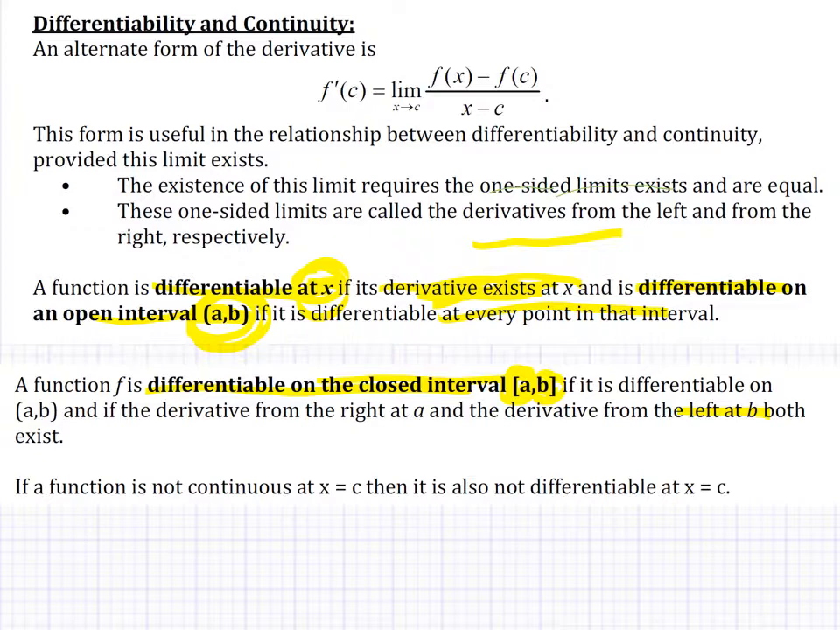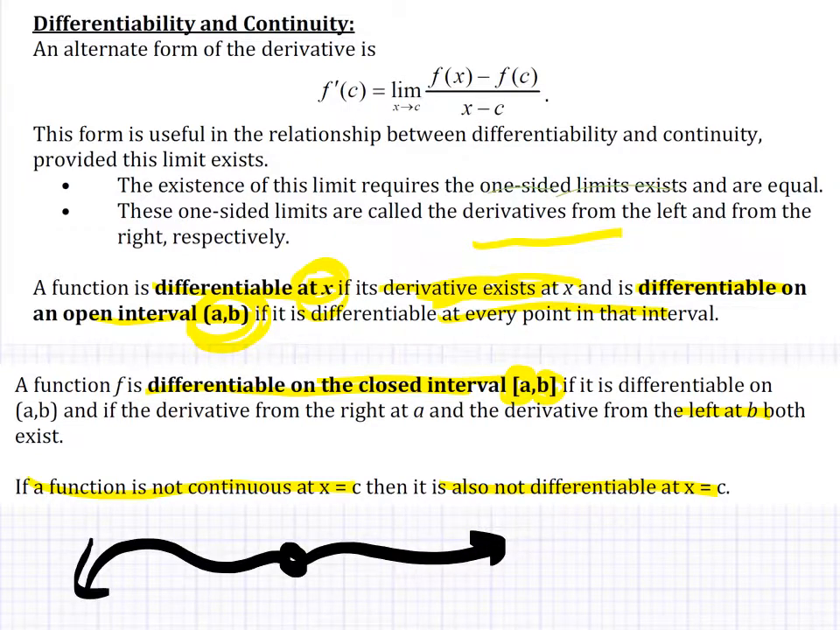Now, one thing to understand is that if a function is not continuous, then it's also not going to be differentiable. What does that mean? Well, think about it. If you have a graph that goes like this, and then has an open circle and goes like this, okay? At this location right here, the function doesn't exist. If the function doesn't exist here, how can I talk about there being a slope right here? I can't talk about there being a slope right there. So if there's no slope right there because the function doesn't exist there, then we say it's not differentiable. So not continuous, not differentiable.